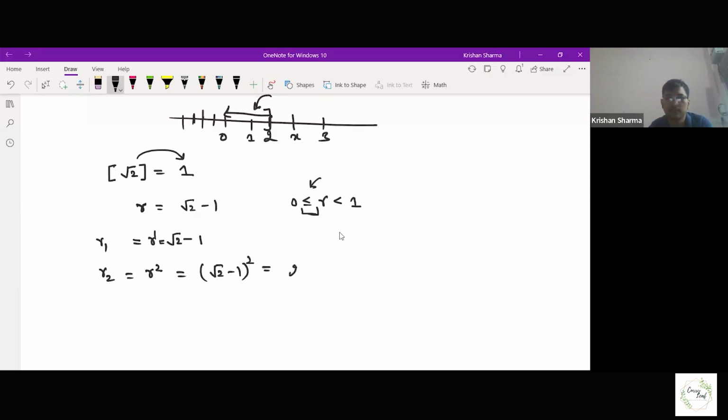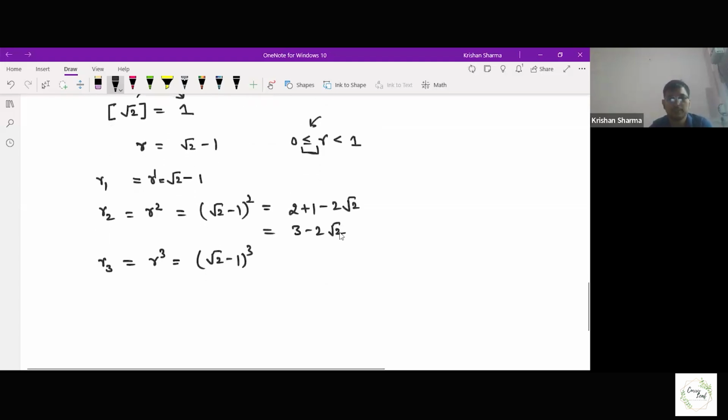So that will give us 2 plus 1 minus 2 root 2. Okay, so that is 3 minus 2 root 2. That is R3, which is R cube. Well, there are two ways to find R cube. You can take (root 2 minus 1) cube and expand the formula with the help of the binomial theorem or simple calculation.